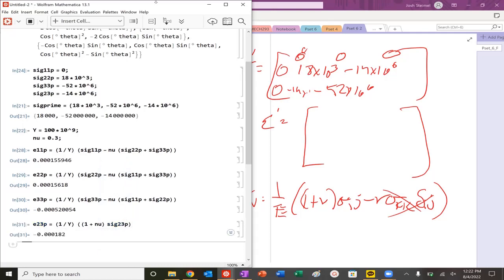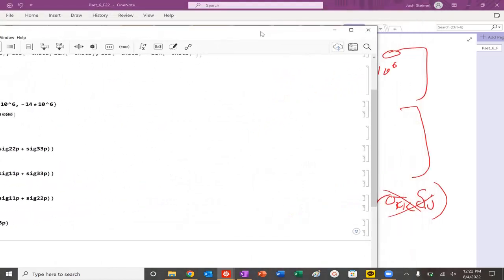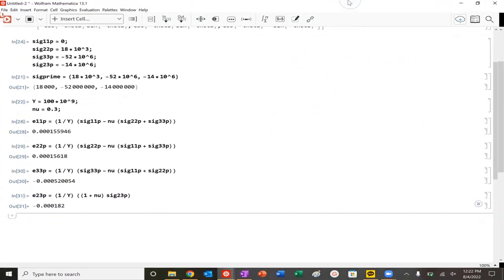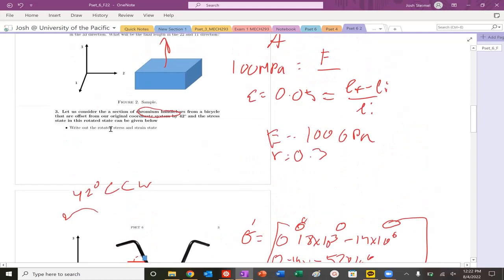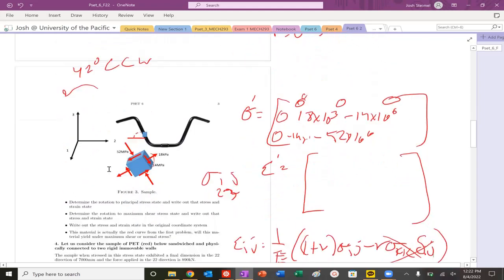Fantastic. So that is just the first part. Good news and bad news: that is just the first part of the question. So that is the rotated stress and strain state.